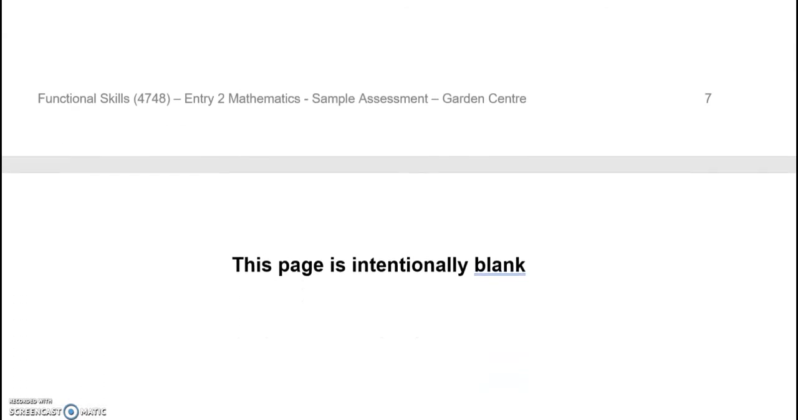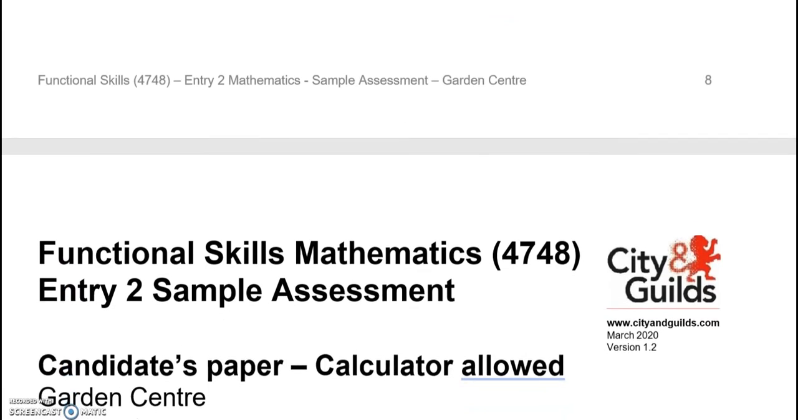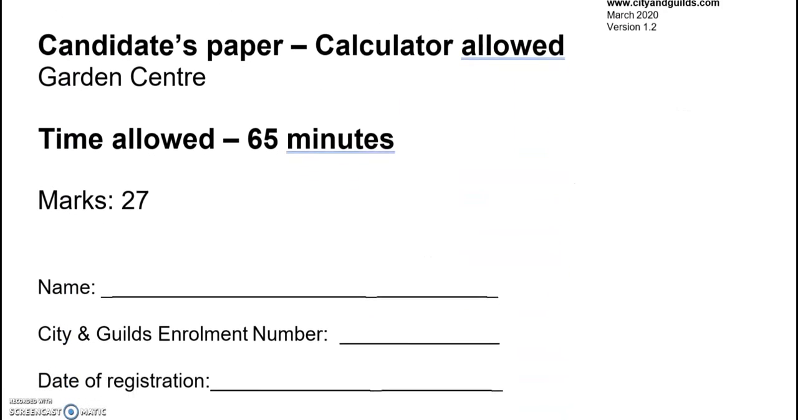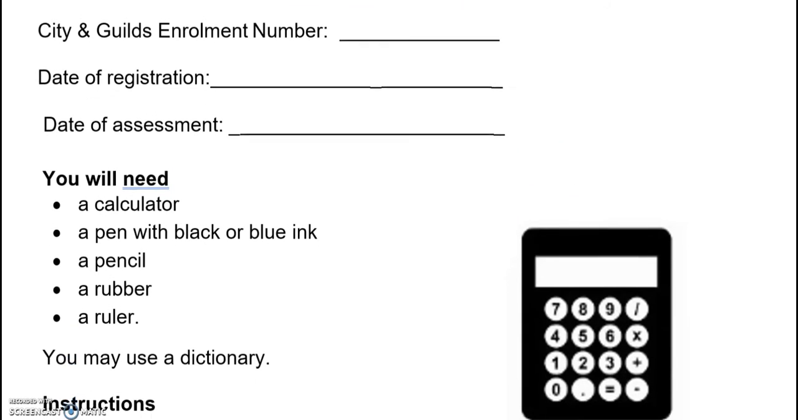This is the end of the first part. Now we're looking at the second part where you can use a calculator. There are 27 marks for the second part.